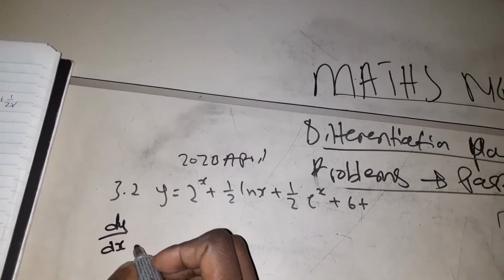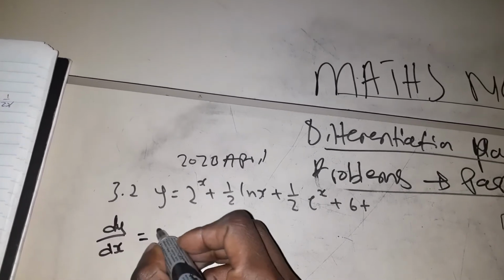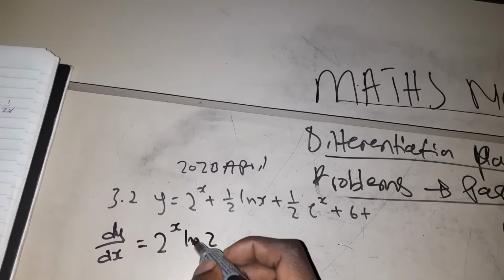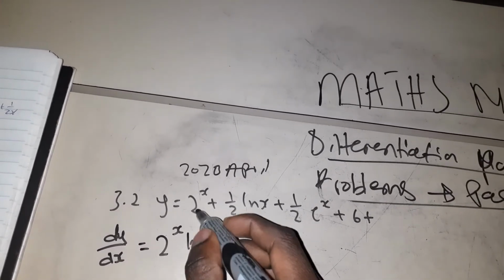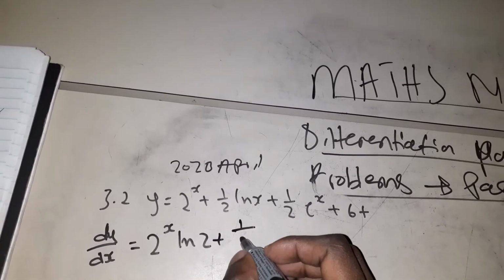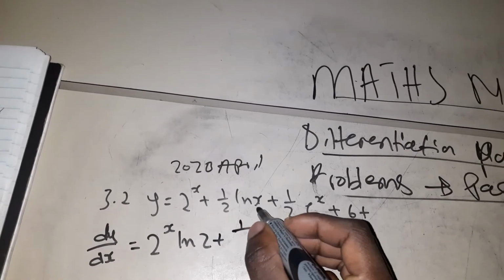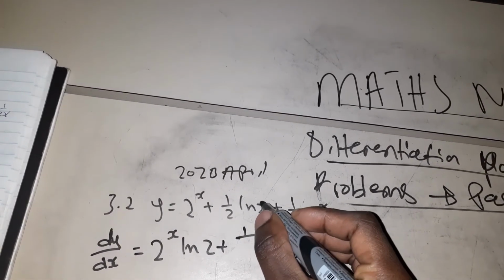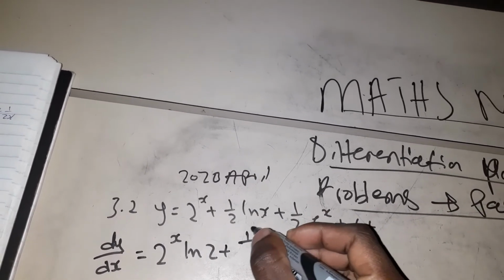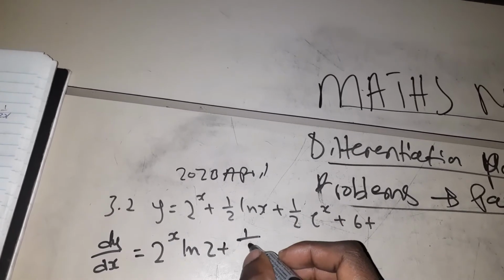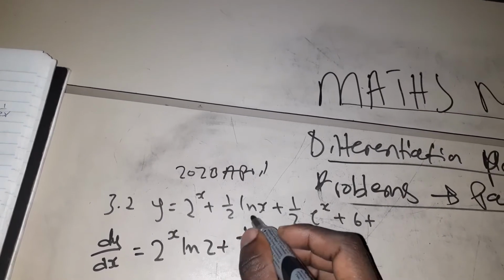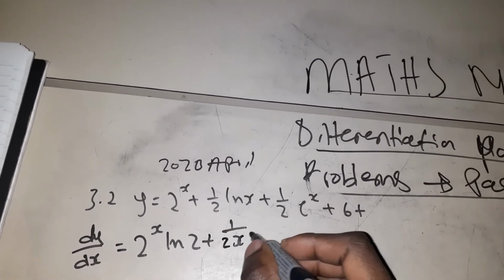dy over dx equals 2 to the power of x, then ln of 2. Remember that we say ln of a, and your a is 2 in this case. If you have watched the previous video, then you'll know what I'm talking about. Then remember I said if we have ln of something, you put that something exactly as it is at the bottom, and at the top you put the derivative of it. So we'll have x, and the derivative on top is 1. So it will be 2 multiplied by x, so we'll have 1 over 2x, then plus.